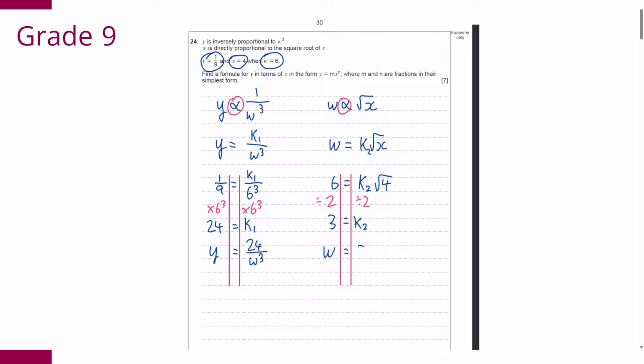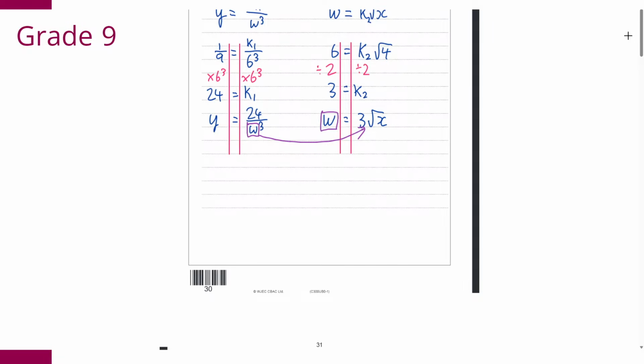W equals 3 cube root of x. Find a formula for y in terms of x in the form y equals mx^n, where m and n are fractions in their simplest form. Okay, so here we have a link between the two things. We've got this w. So instead of the w on the right hand side, we can put in what we know w is in terms of x.